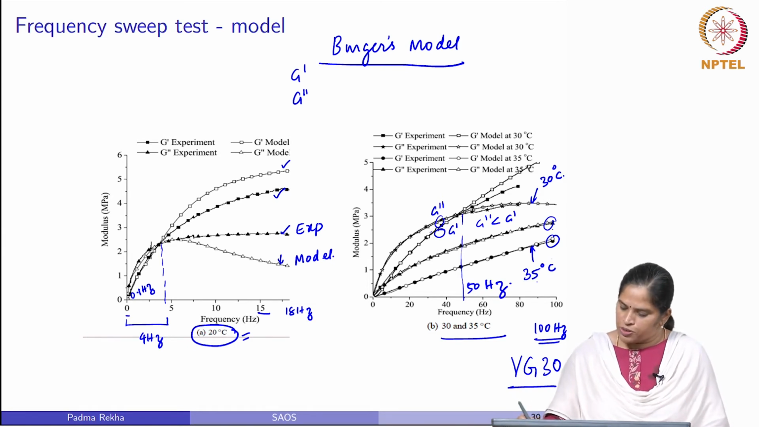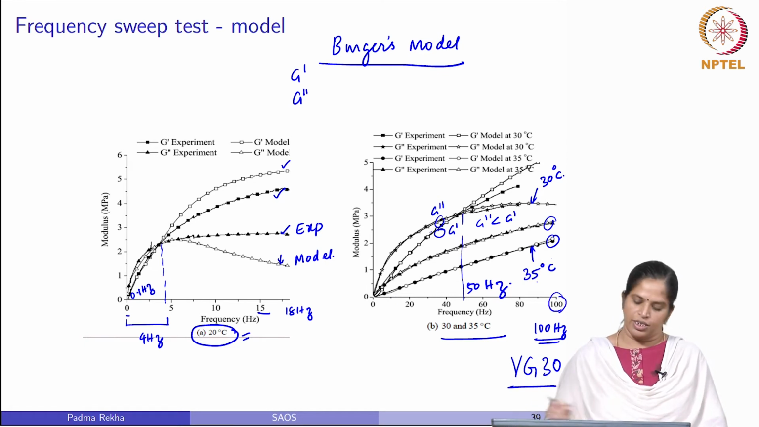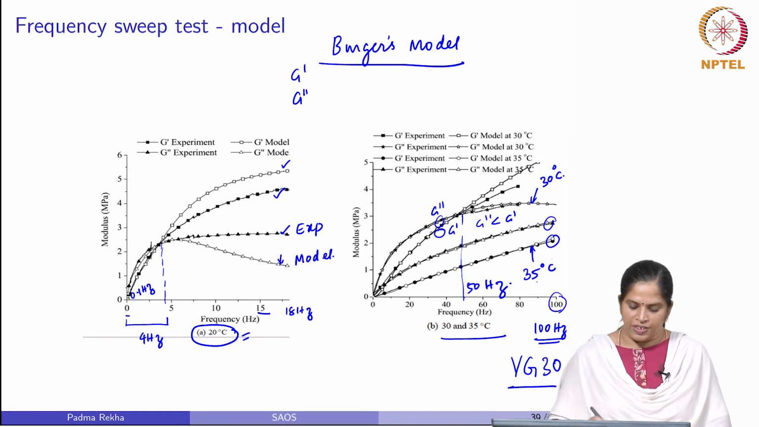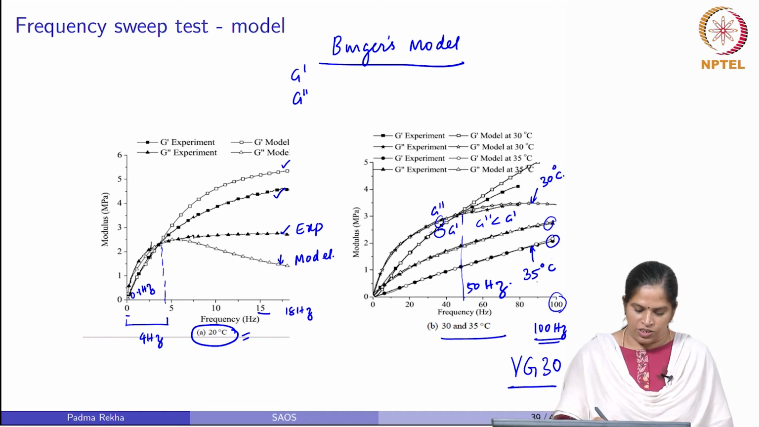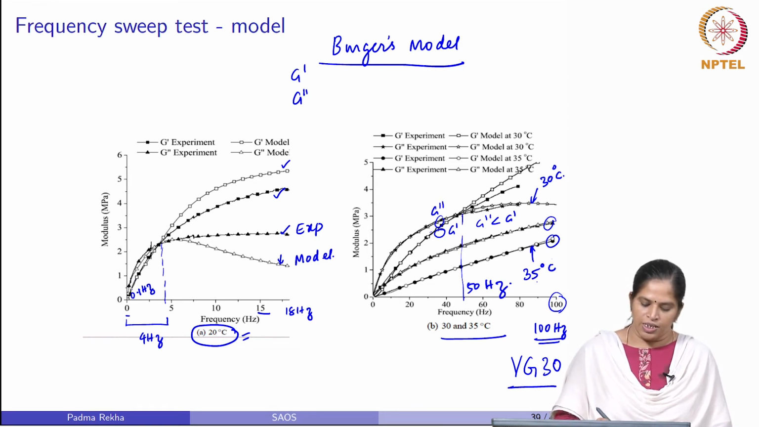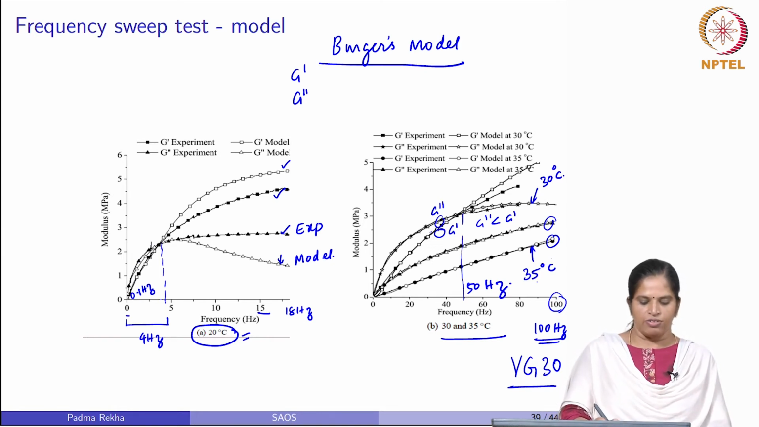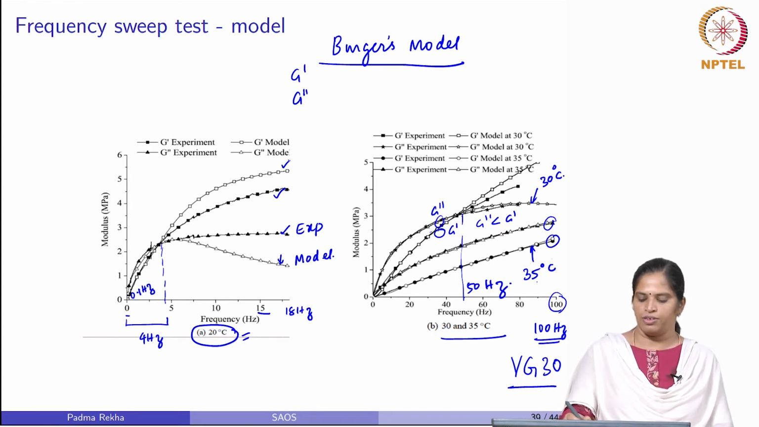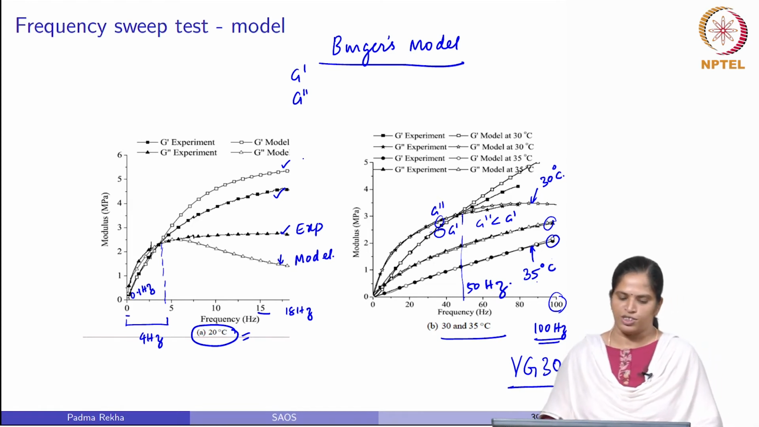So, the Burgers model predicted the response even up to 100 hertz frequency. In this case, if you see at 20 degrees Celsius, the crossover occurred at nearly 4 hertz frequency. The Burgers model has closer predictions of the experimental value below 4 hertz frequency. As the frequency increased, the experimental data and the model prediction varied to a larger extent.